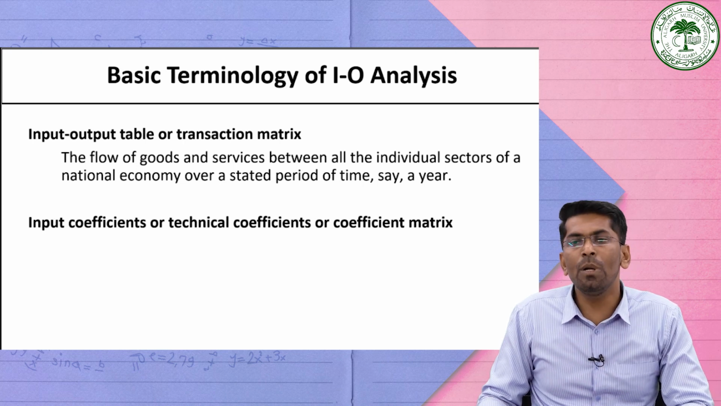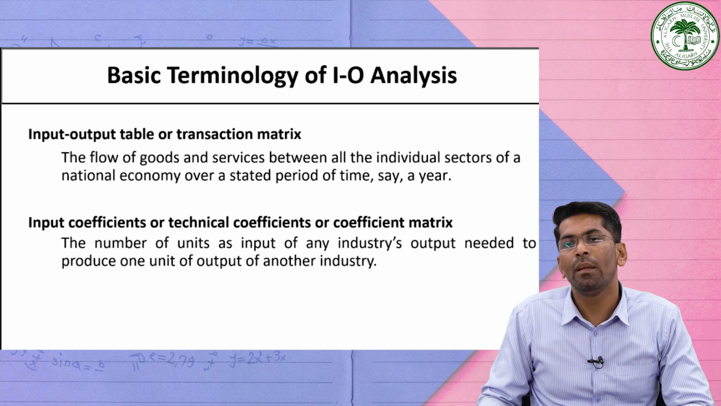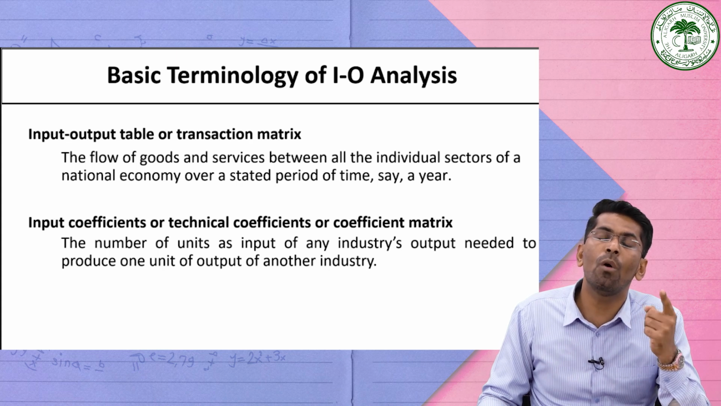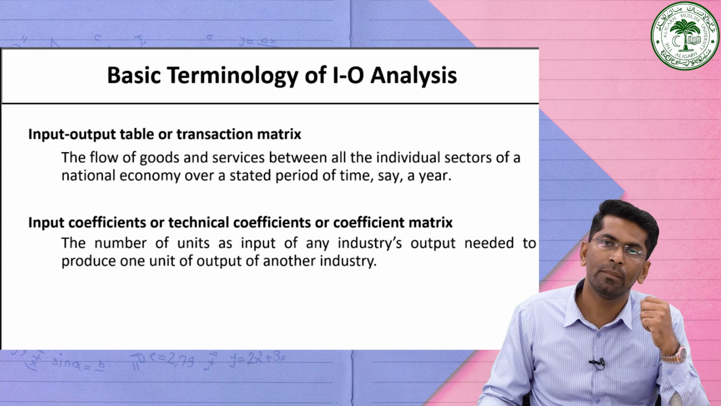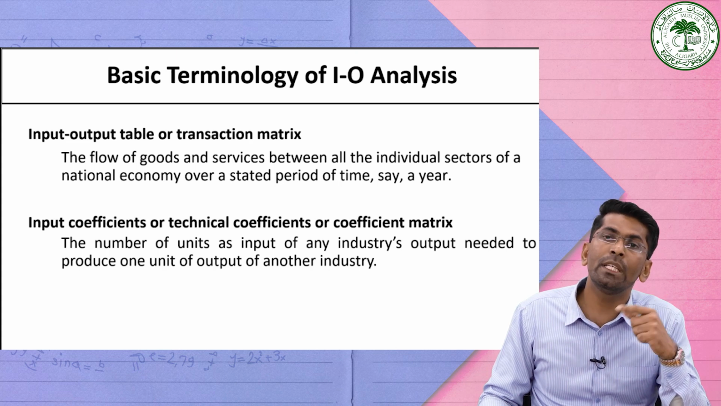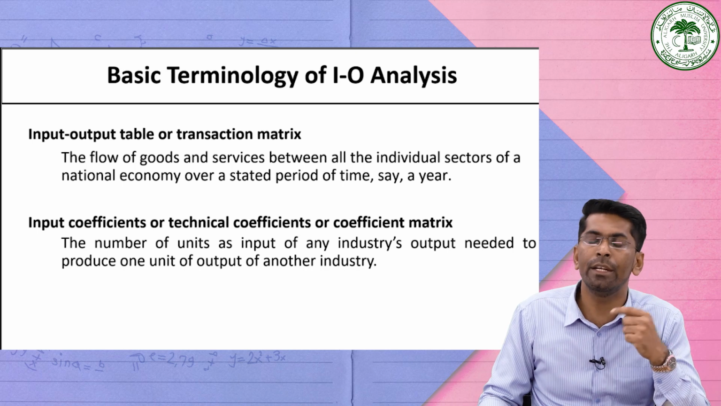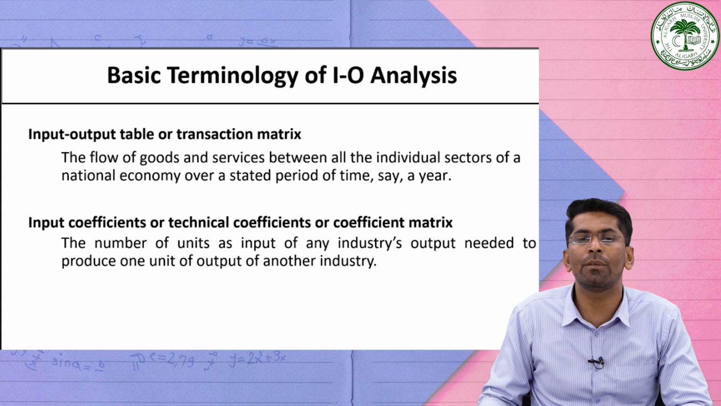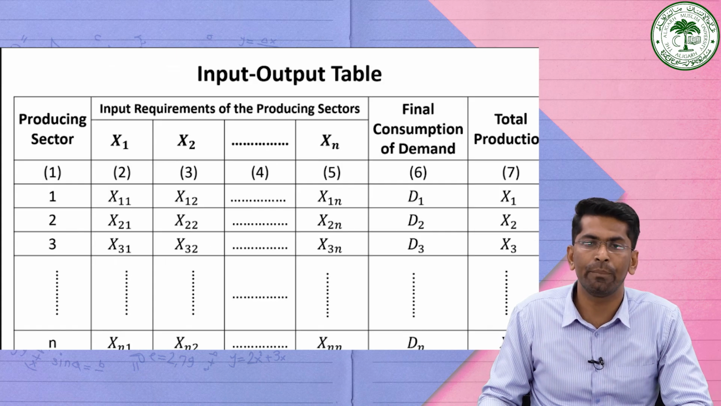The input coefficient shows the number of units of one industry's output needed as input to produce 1 unit of output of another industry. So the proportion here shows how much of the output of one industry is used as an input for producing another sector or industry. This is captured through the input coefficient, also known as the technical coefficient.